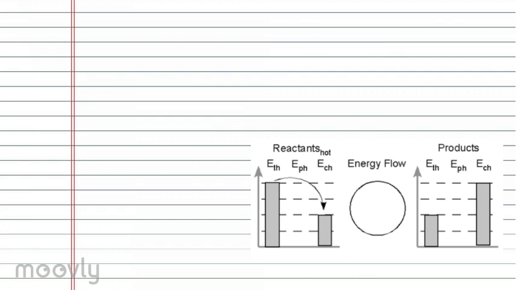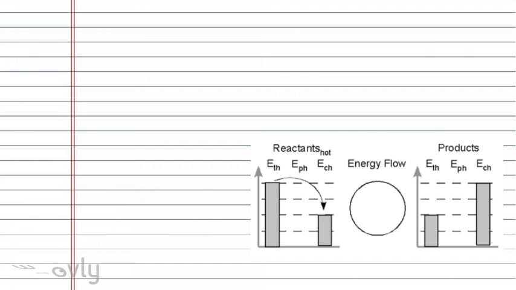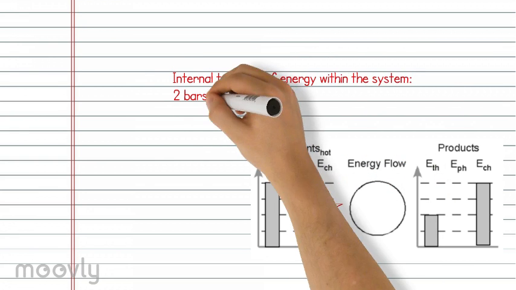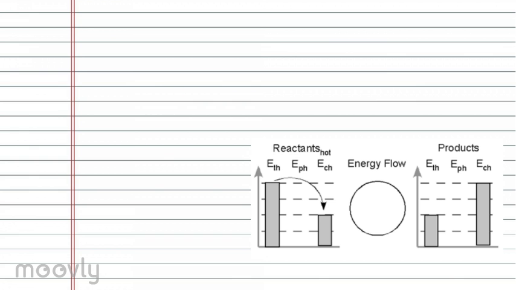Now that our system has a sufficient amount of thermal energy, the reactant molecules can collide and rearrange to form product molecules. We can show this in our energy bar chart with an internal transfer of energy from our thermal energy account into our chemical energy account. Notice here that 2 bars from ETH are transferred into the ECH panel. The 2 bars initially came from the surroundings by heating.